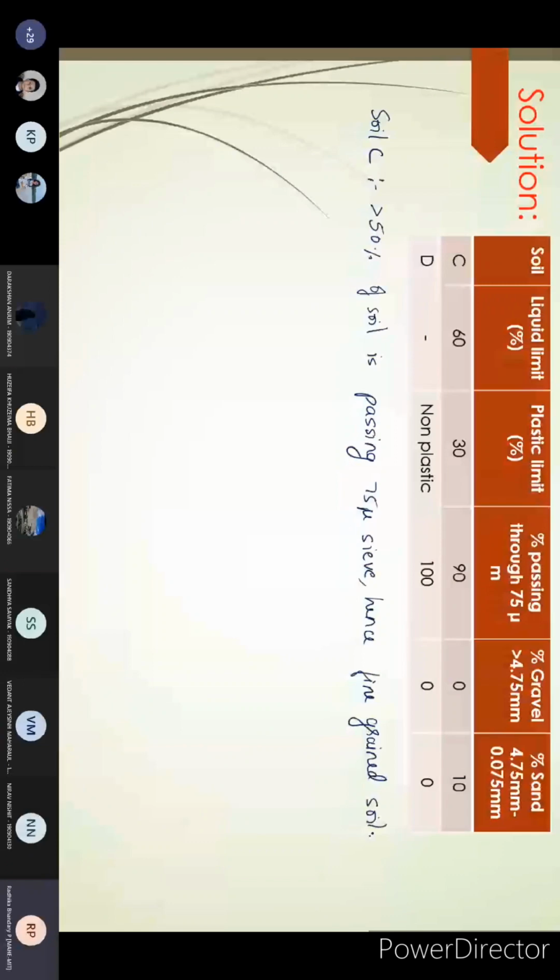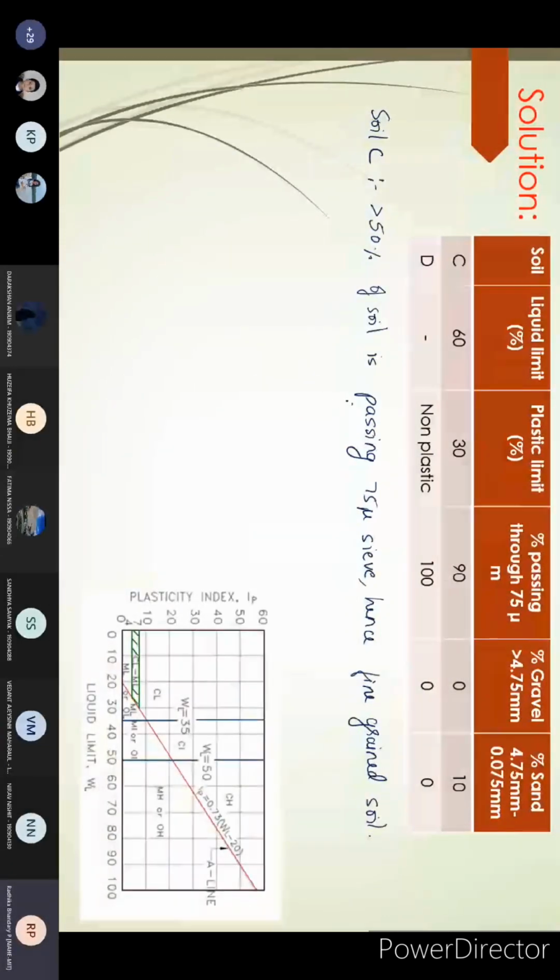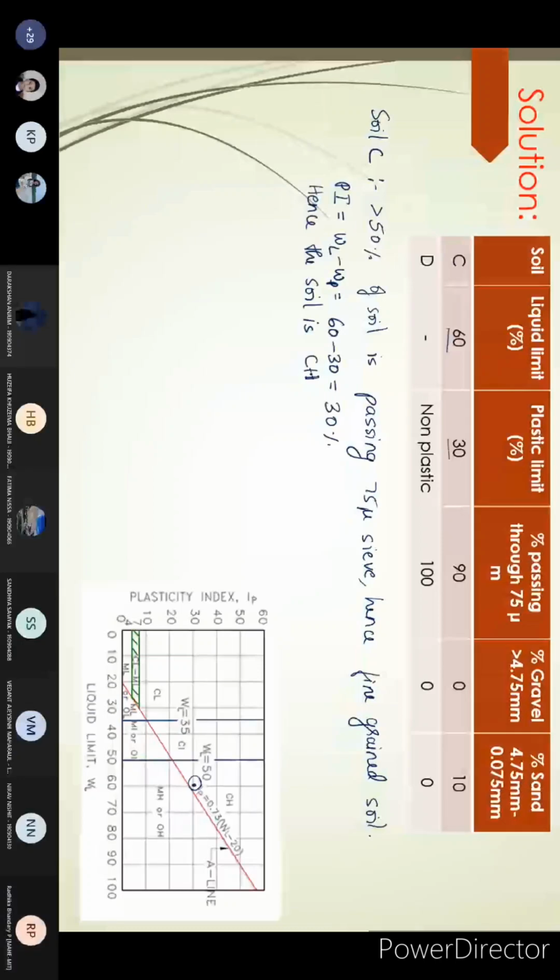Next we have to use the plasticity chart. Since it is fine grained soil, they have given liquid limit as 60 and plastic limit as 30. So plasticity index is liquid limit minus plastic limit, 60 minus 30, which is 30%. In the graph, if you see 60 and 30, it is above the A line. So what is the classification? Hence, the soil is highly plastic clay, that is CH.